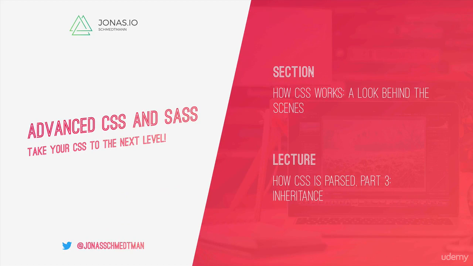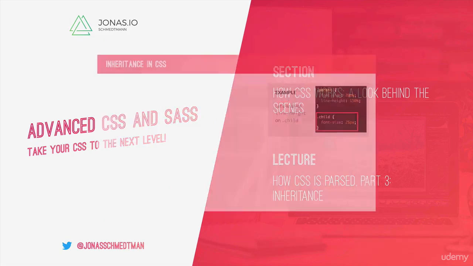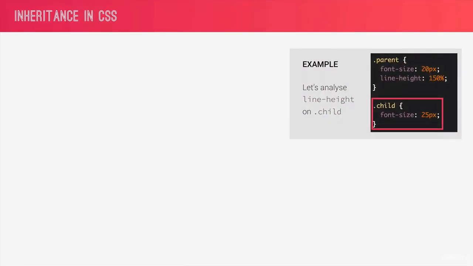Well, I wanted to do this in 1 or 2 lectures, but I actually need a part 3 to explain how CSS is parsed. And so this lecture is about inheritance, that we touched upon briefly before, but now we're ready to really dive in. So, inheritance is a way of propagating property values from parent elements to their children. Once more, we have a very simple example here. This time we're going to determine what the line height of the child element will be.